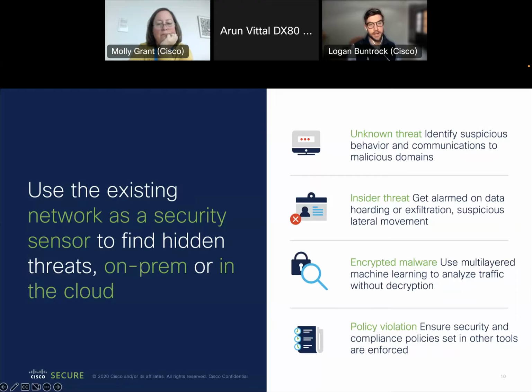So being able to go in, take the telemetry that comes from Cisco devices already, apply a little bit of analytics, machine learning, these outcomes are available for customers.